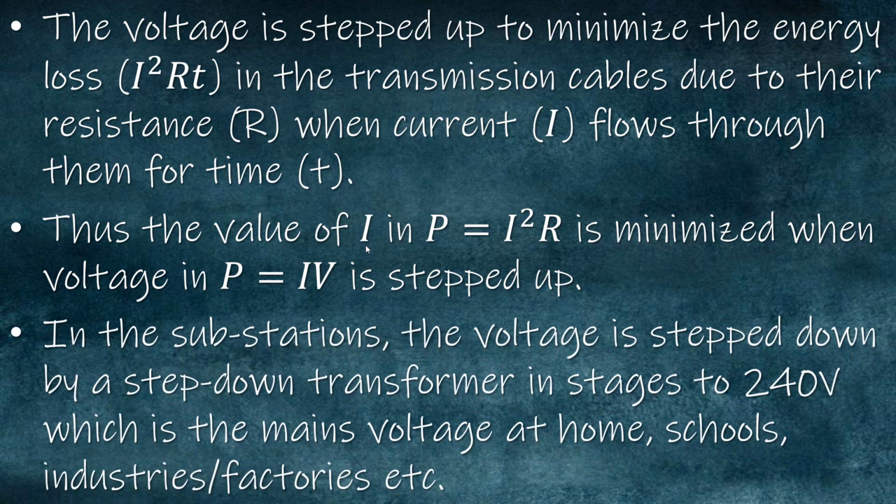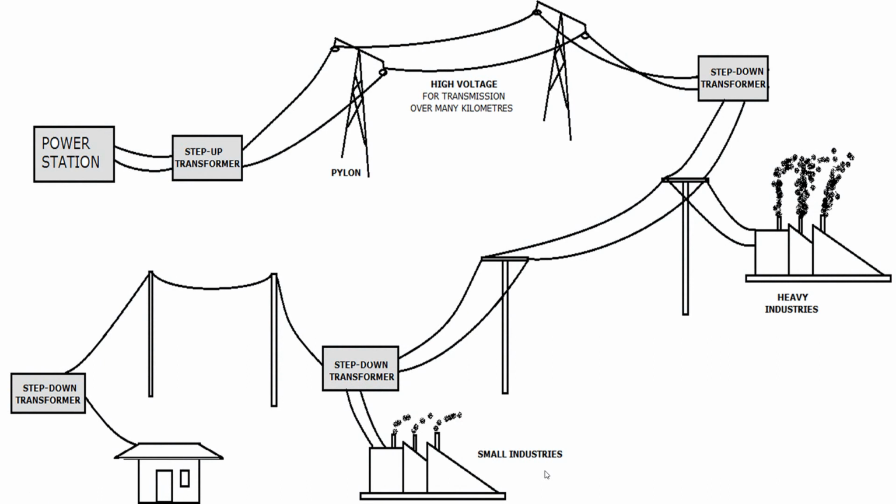In the substations, the voltage is stepped down. The substations are the ones like the transformers that supply electricity to the homes, to factories, to schools. So in the substations, the voltage is stepped down by a step-down transformer in stages to 240 volts, which is the main voltage at homes, schools, industries, factories, etc. So this is what we are saying.